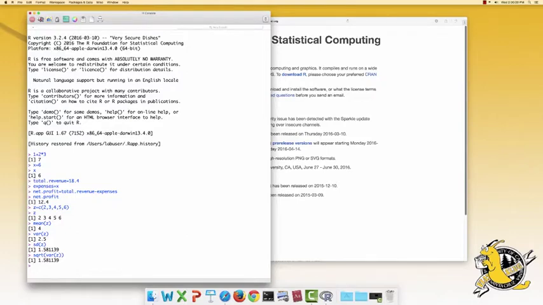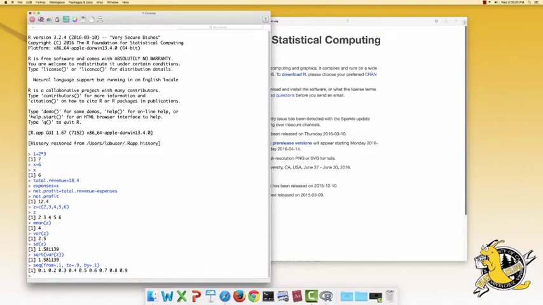We can use a function to create a sequence. The seq function creates a sequence, and we tell it what the starting point is, the from value, what the ending point is, the to value, and what increment we want to use, the by variable. This gives us a sequence that goes from 0.1 to 0.9, going in increments of 0.1.